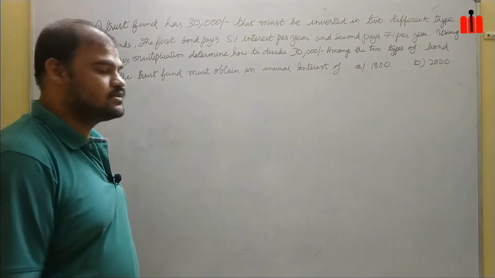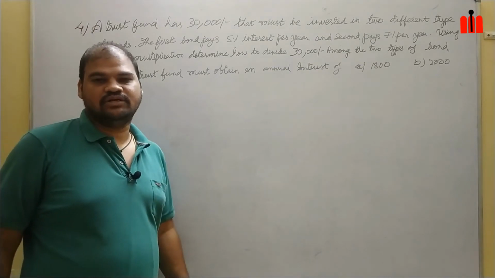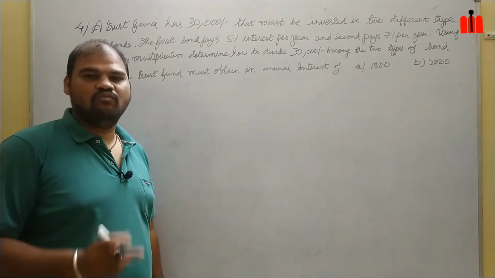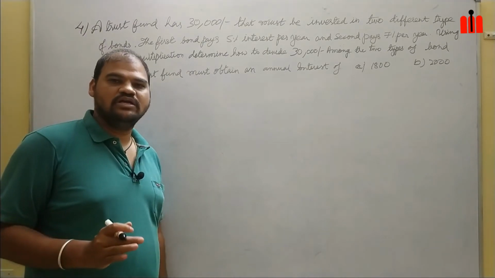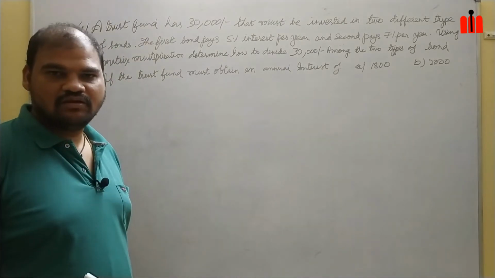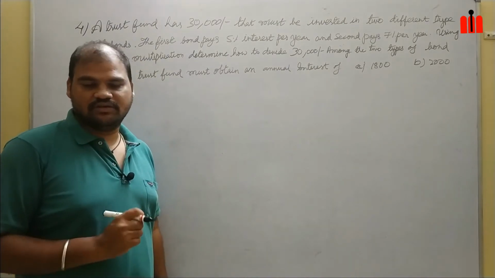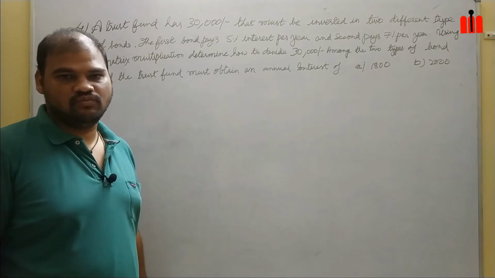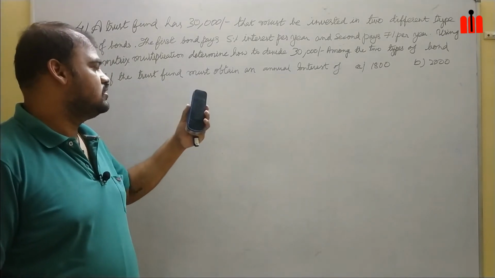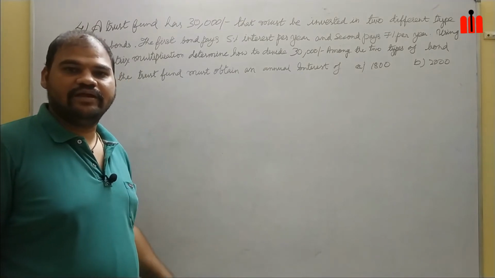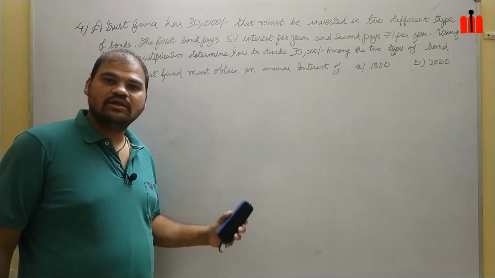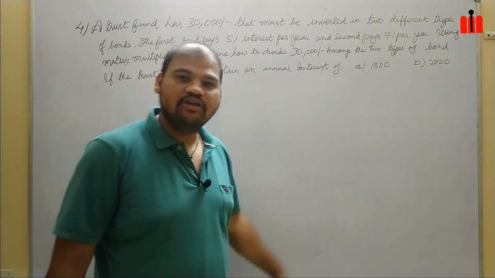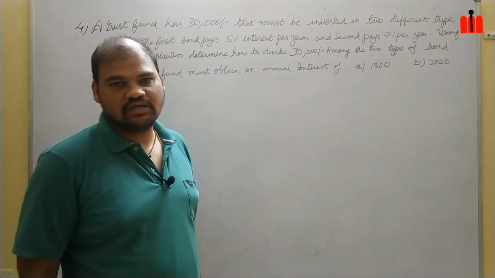What problem number 4 says is, a trust fund has 30,000, and that must be invested in two different types of bonds. One bond is having 5% interest per year, and another bond is having 7% interest per year. So how should we divide that 30,000 in those two types of bonds, by using matrix multiplication, such that we get the annual interest of 1800 and the annual interest of 2000?